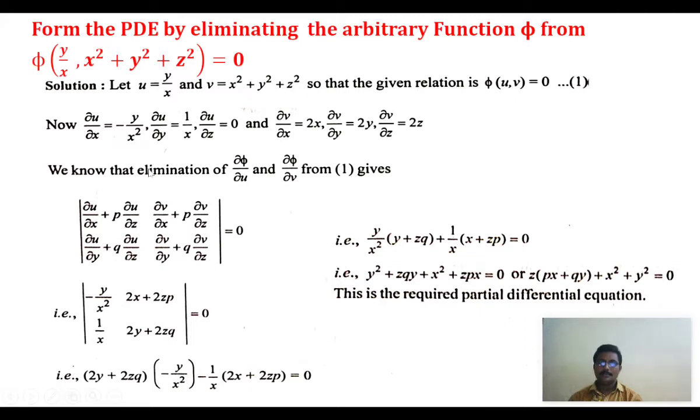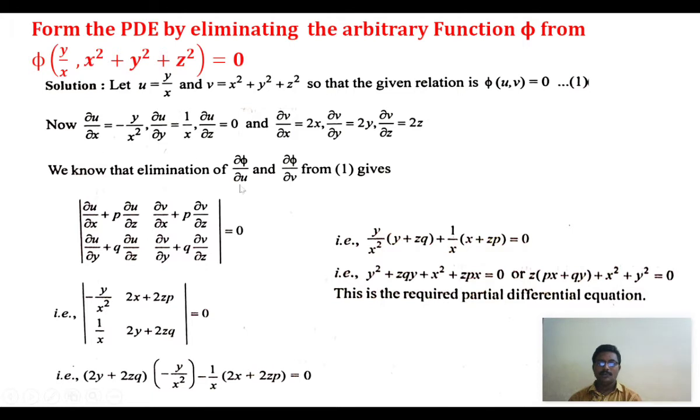We know that the partial derivatives are here. Dou u by dou x is minus y by x square, dou u by dou y is 1 by x, dou u by dou z is 0, dou v by dou x is 2x, remaining derivatives zeros, dou v by dou y is 2y, dou v by dou z is 2z. These are the partial derivatives which are obtained by differentiating u, v partially with respect to x, y, z.